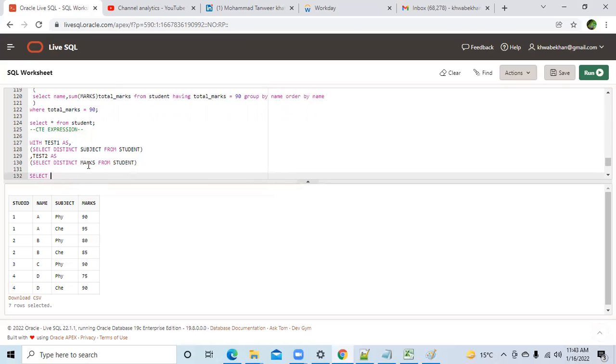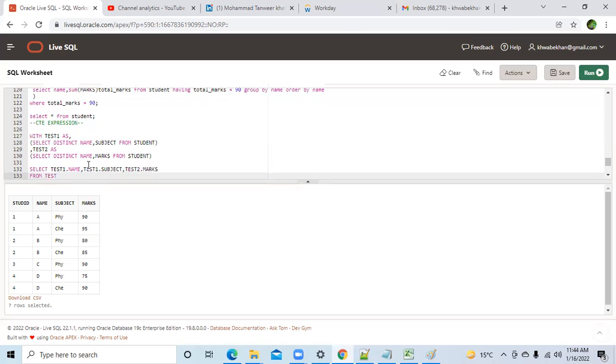Select name, subject, name, marks, select test1.name, test1.subject, test2.marks from test1, from test1, where subject is equal to physics.